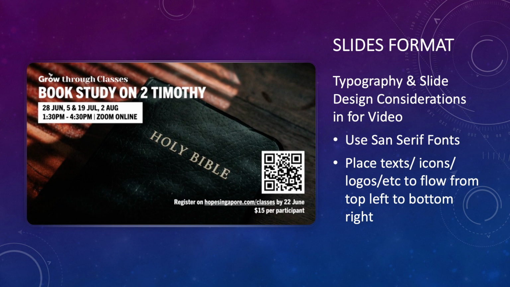Place those texts, icons, or logos so that they flow from the top left to the bottom right. This is how we usually read in our normal English way. It's always top left, we read to the right, then go down, left to the right, go down again. It will always end and exit at the bottom right corner. So it's easy to put graphics in a flow from one piece of information, for example the title here, flowing downward to the bottom right, which is the QR code for people to scan and register. This is just a simple technique to consider.